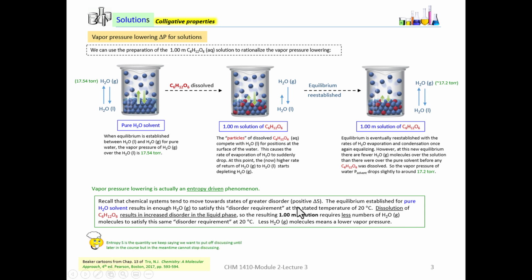Now, entropy here, of course, is the quantity we keep saying we want to put off discussing until later in the course, but we seem to not be able to stop discussing it. Now, vapor pressure lowering can be described in a more quantitative manner using something called Raoult's law. Let's look at that on the next slide.